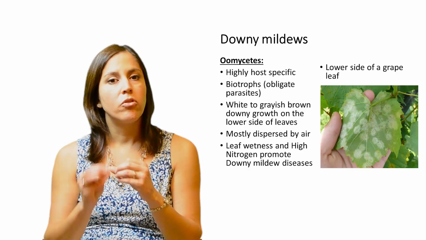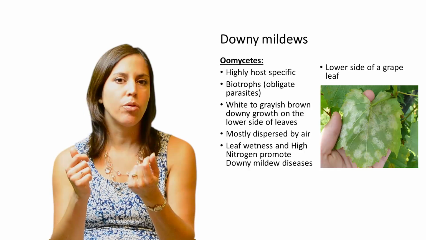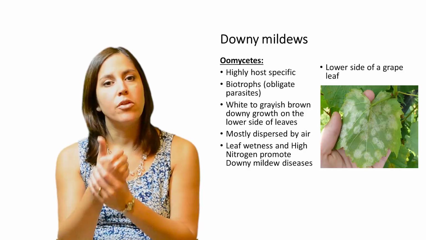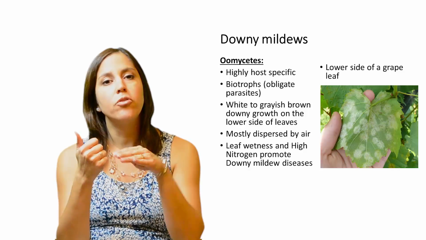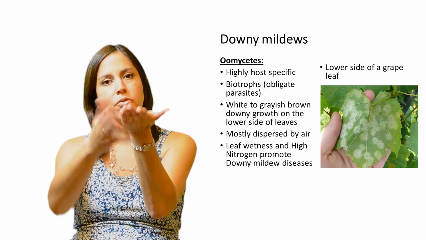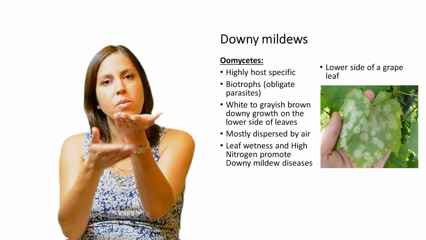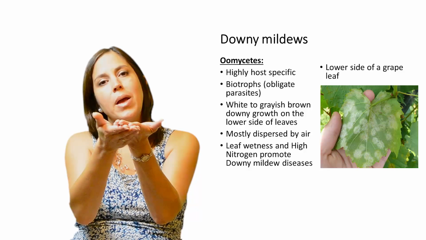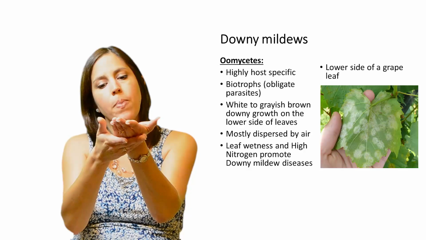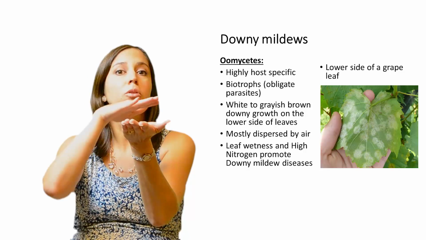Some of the symptoms are that they produce this white to grayish brown downy growth on the lower side of the leaves. So that's one of the major differences with powdery mildew. Powdery mildew, like if you have the leaf, and this is the leaf surface and this is the back of the leaf, what's going to happen is that downy mildews produce the symptoms mainly at the bottom of the leaf. That's where you're going to find most of the spores and the actual mycelium growing, whereas in powdery mildews it's going to be on the top.